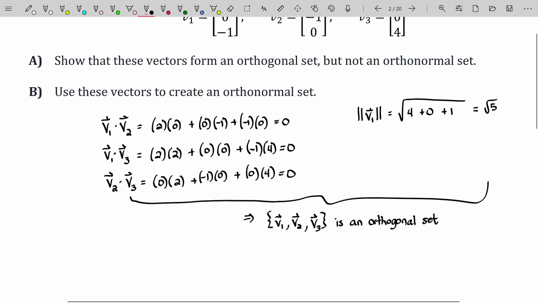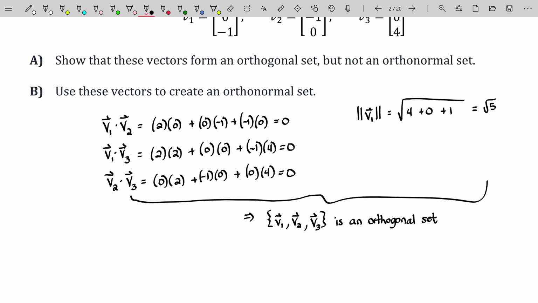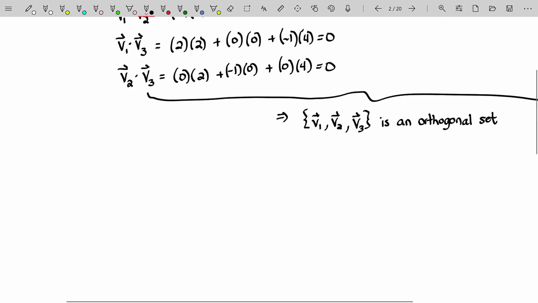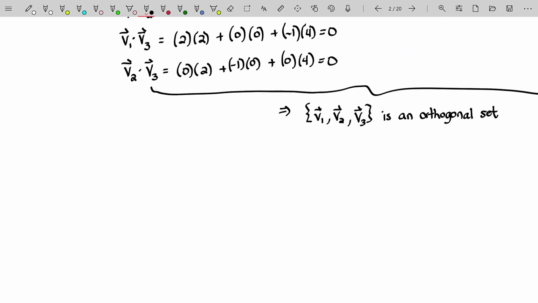Now actually part B is important for us as we move forward. We really would love our sets to be orthonormal if we could, so we're going to normalize these vectors. Now remember, when you normalize a vector, it doesn't change its direction. Therefore, these three vectors will still be orthogonal to each other when we normalize them. I will call the normalized version of these vectors u, so u sub 1, u sub 2, u sub 3.